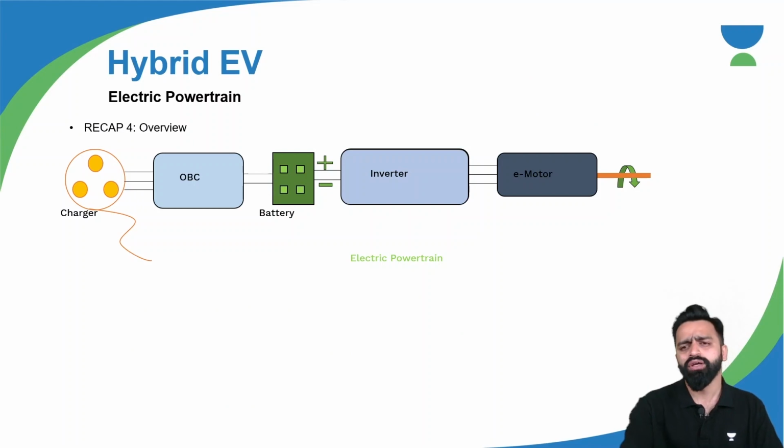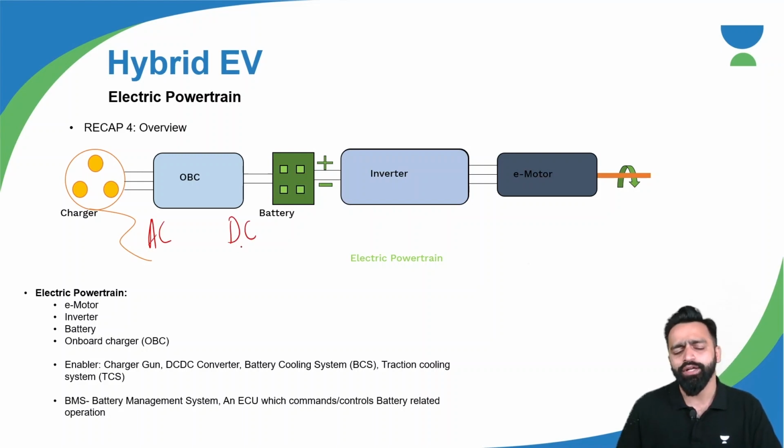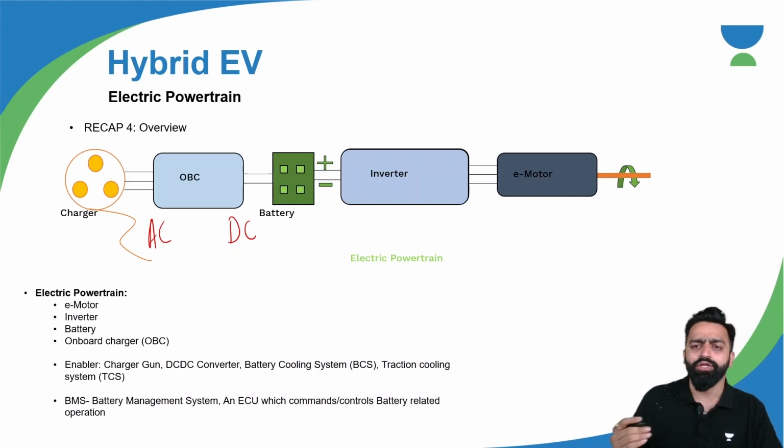Then we understood what the different components of the electric vehicle powertrain are. We have understood that there is a charger. If you want to do fast charging, you have to have the off-board charger. If it is normal AC charging, then the on-board charger takes care of converting the AC into DC. Further, that DC is fed into the battery and the energy gets stored in the battery, which can be used by the motor to run the vehicle.